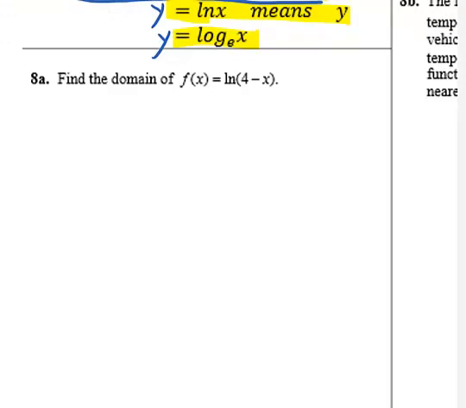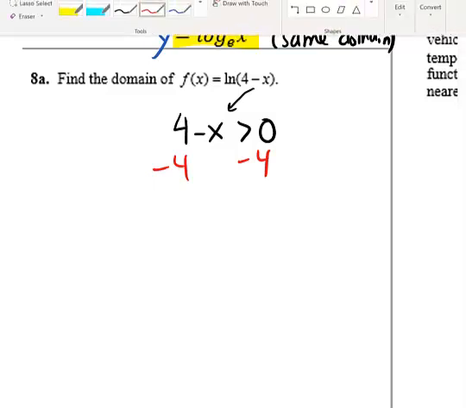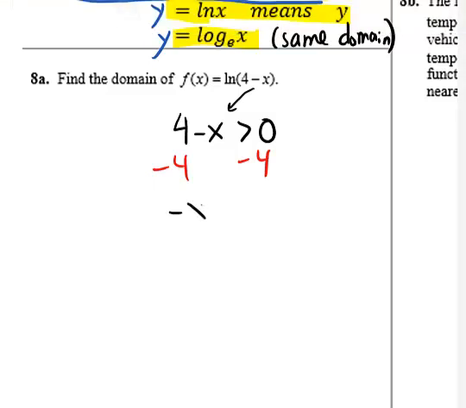They want us to find the domain of this guy. Well, the good news is the domain is found the same way. I'm going to do like we did before: set what's inside the log, the argument, greater than 0, and then solve for x. So I'm going to subtract the 4 to the other side. Negative x is greater than negative 4. And then I'll divide by negative 1.